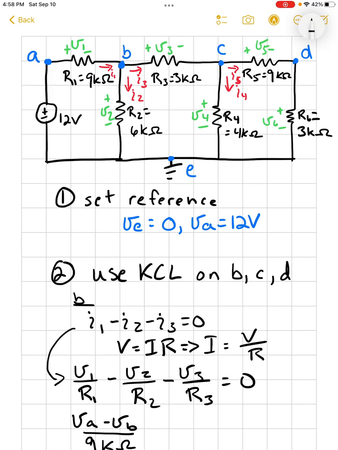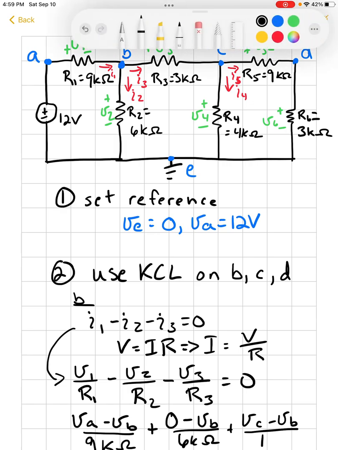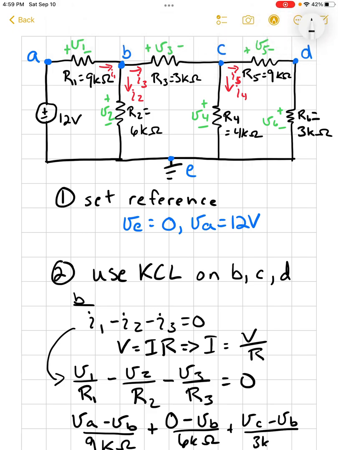So that means that for V2, the way I'm going to write that is, I'm going to start at VE, which is 0, and then I'm going to go into B, all right? And that's over 6 kiloohms. And then I do the same thing for the last resistor. I say that the current has to be flowing from VC to VB, and that's over R3, which is a 3 kiloohm resistor. And all of that has to be equal to 0. Okay?